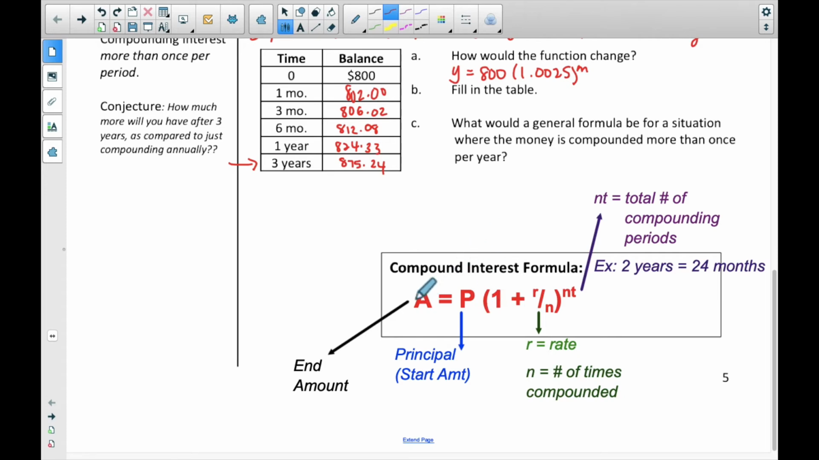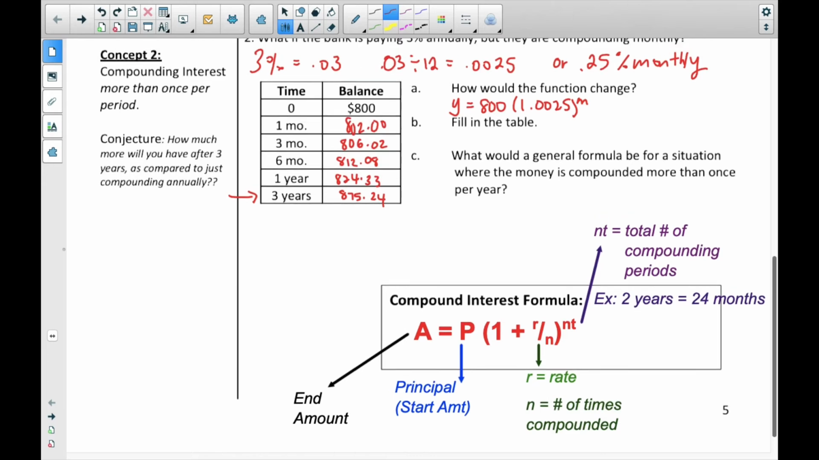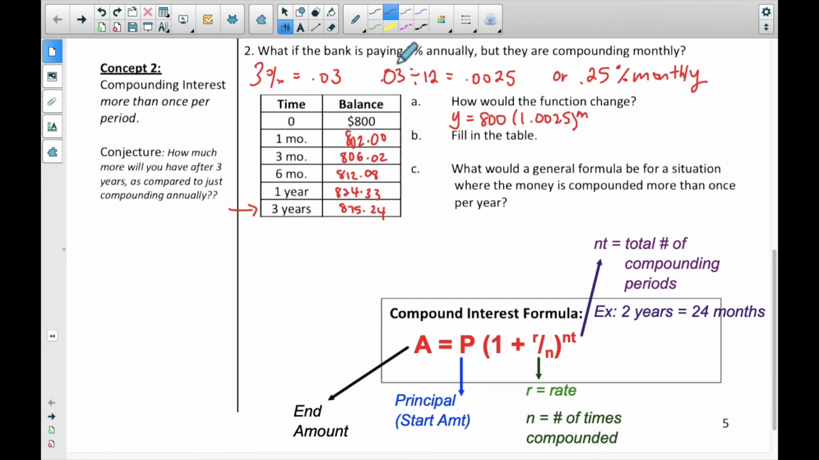The A is the same as it was before, the end amount. P, did you know that P stands for principal? That's a word that's kind of a banking word, kind of a financial word. It just means how much did you start with. Now, instead of just an R, we have R divided by how many times it's compounded. So up here in this example, we took our 3% rate and we divided it by 12. So that's what's going on here. We took the rate divided by how many times it's compounded.